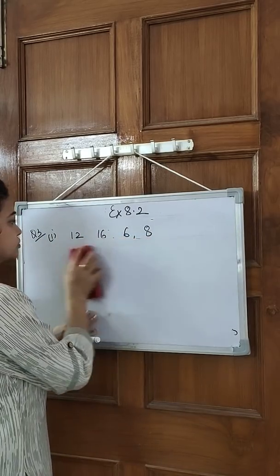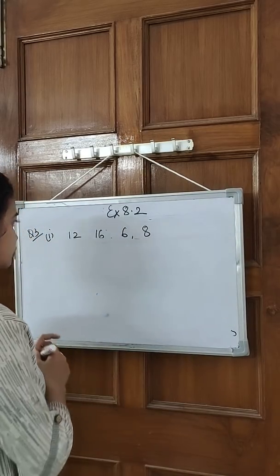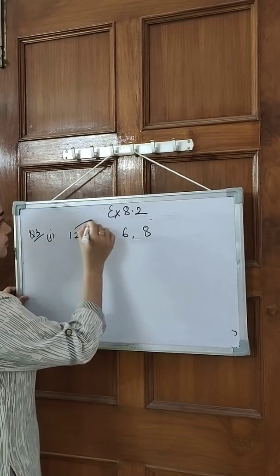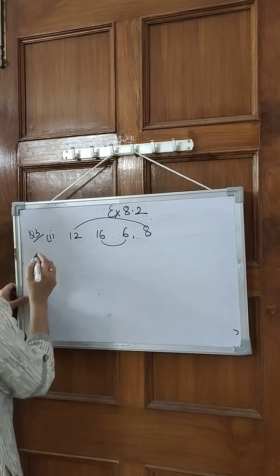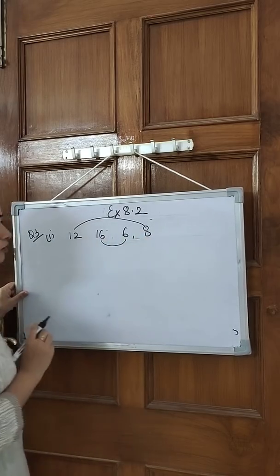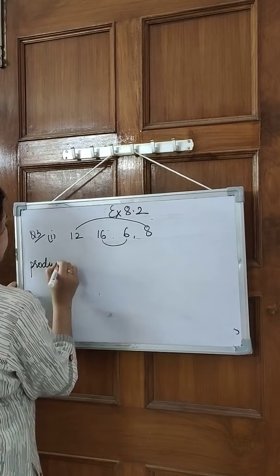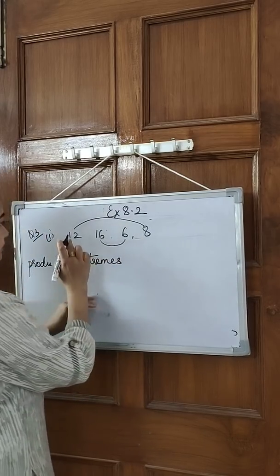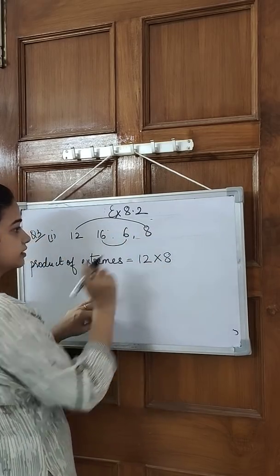If you want to divide the first 2 and then divide these 2 and then tell whether they are equal or not, it is correct, not wrong. This time I am taking the product of extremes and the product of means. So what are extremes? These 2 are extremes. And middle terms are the means. So I am going to check whether the product of extremes is equal to the product of means or not. Product of extremes: extremes are 12 and 8. 12 into 8. They are in the corners, so they are extremes.